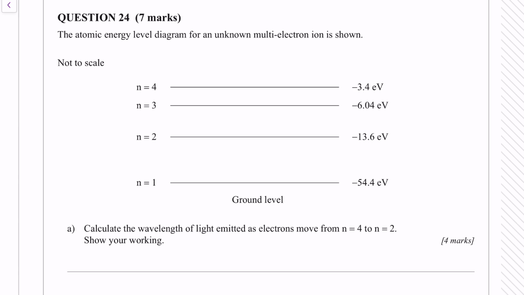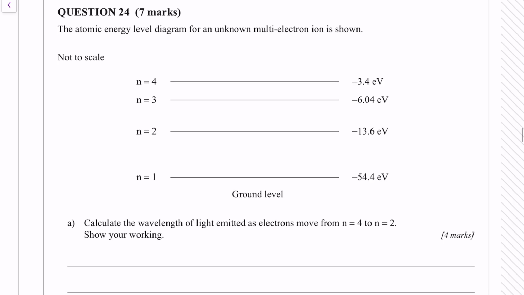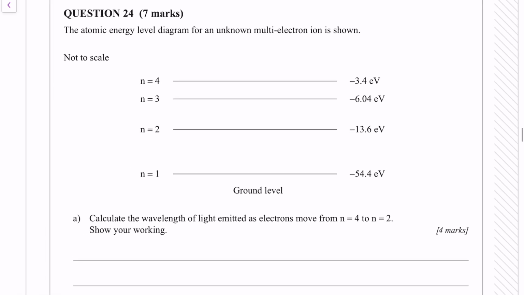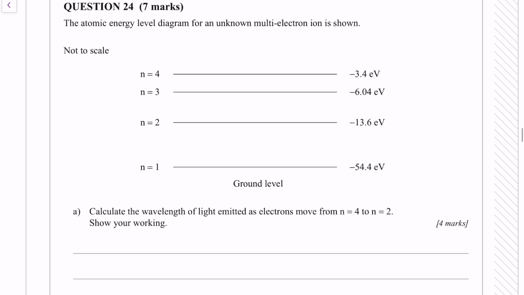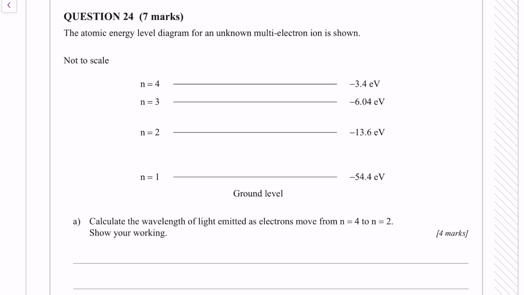Question 24 has 7 marks. The atomic energy level diagram for an unknown multi-electron ion is shown, okay? And we want to calculate the wavelength of light emitted as electrons move from n equals 4 to n equals 2. Show your working, and this is 4 marks, so this is a really high yield question. Now really, it's a pretty easy question if you know what you're doing, to get full marks.